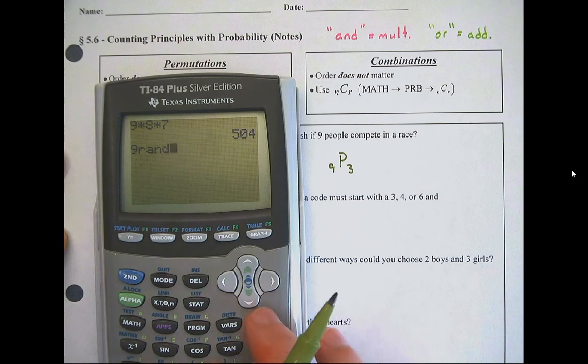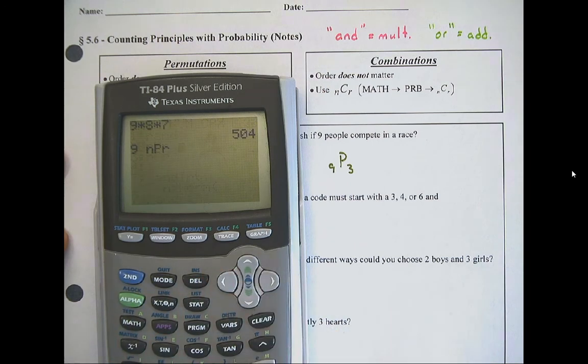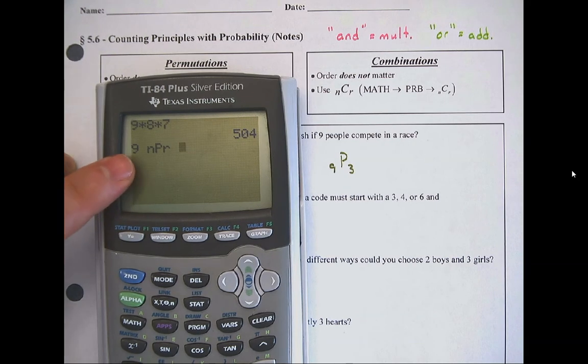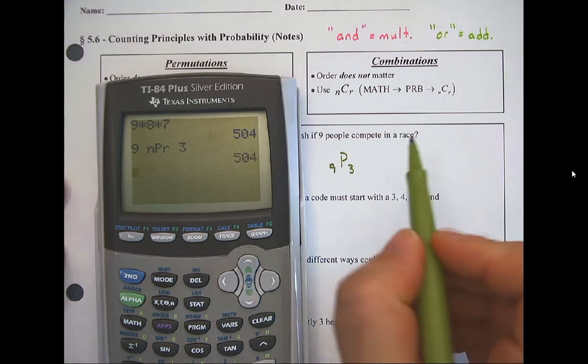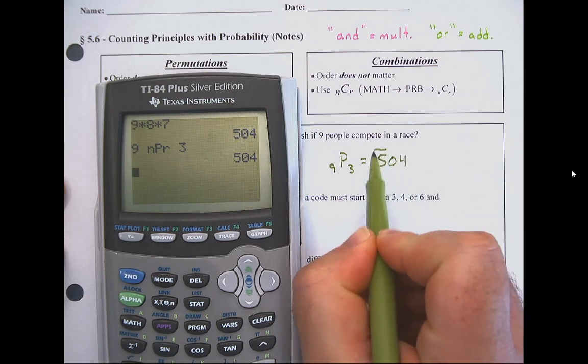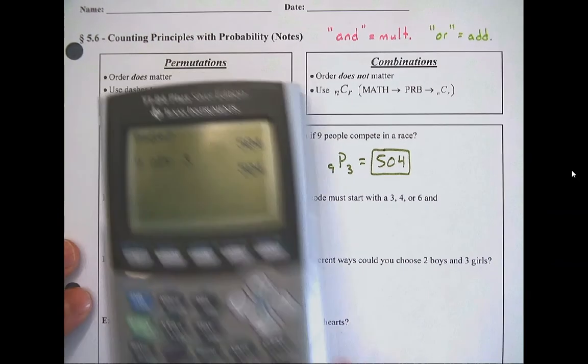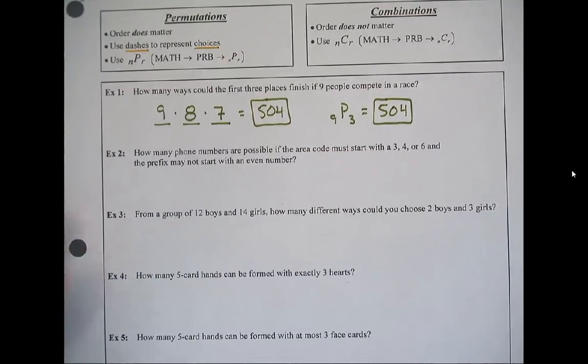Put the 9 in there first, then go to Math, and then over here is PRB. And then go down to nPr. And so the number in front, the 9 in front of the n, goes in the n spot. Whatever you put after it goes in the r spot. So that would be 3. And you see, you get the same result. So if you can do it with nPr, go for it. I prefer dashes, and I'm going to show you how to do everything with dashes.